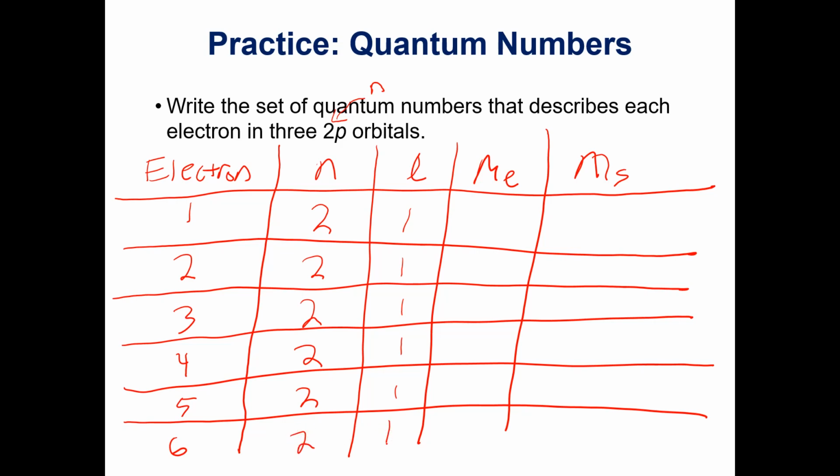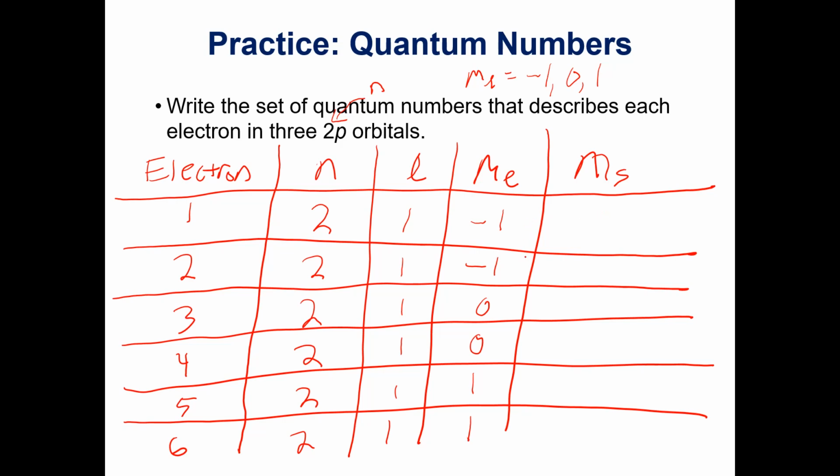So now we come to m sub l. If l is 1, m sub l can be anything from negative l to positive l, which means that we can have negative 1, 0, and positive 1. So we've got 6 electrons and 3 values for m sub l. Since there's only 2 values for m sub s, we can't have more than 2 electrons with the same value for m sub l. So I'm going to give the first 2 a negative 1, the second 2 a 0, and the last 2 a positive 1.